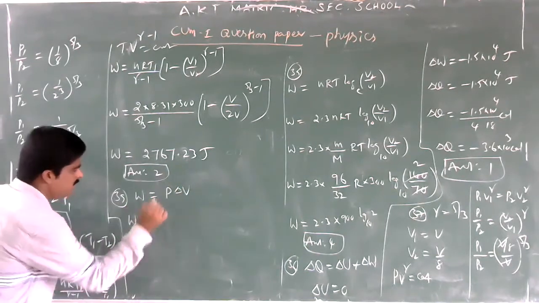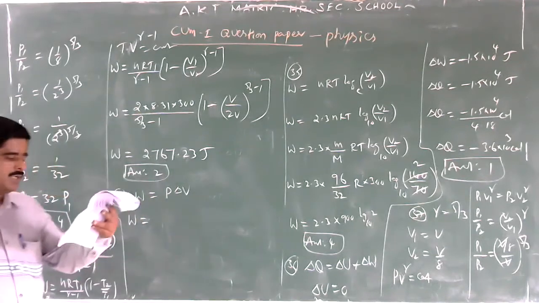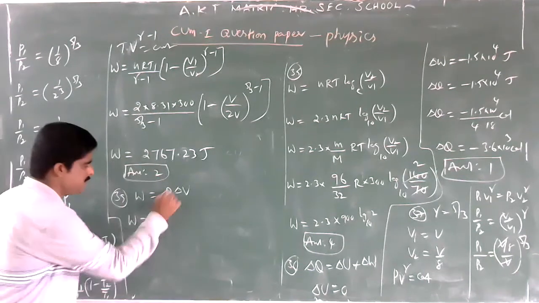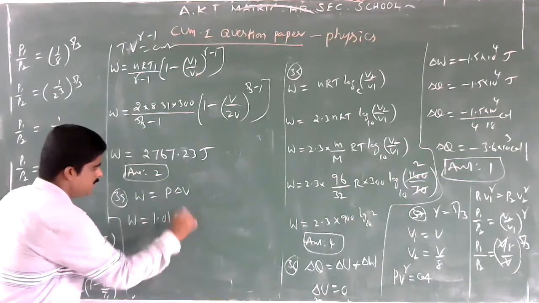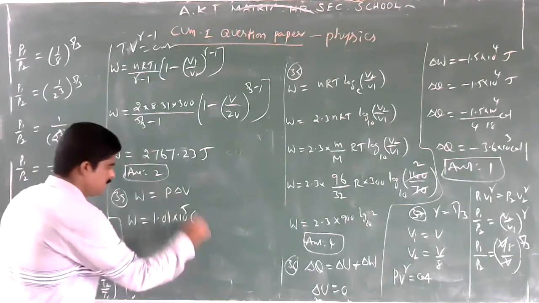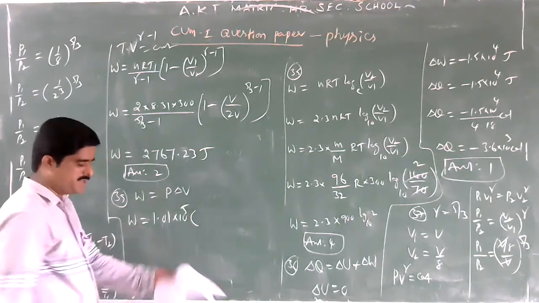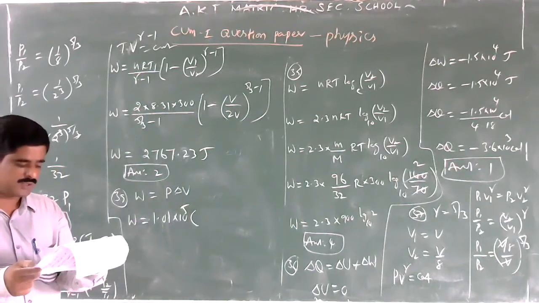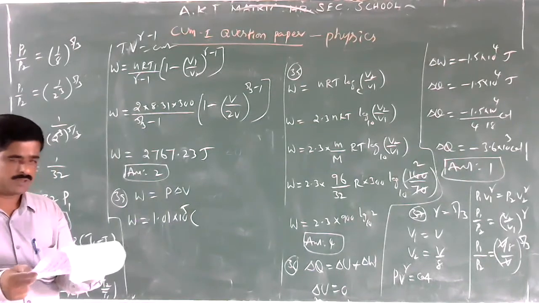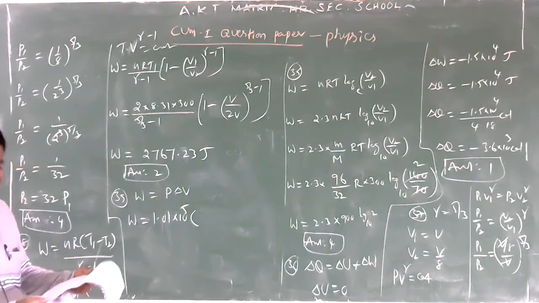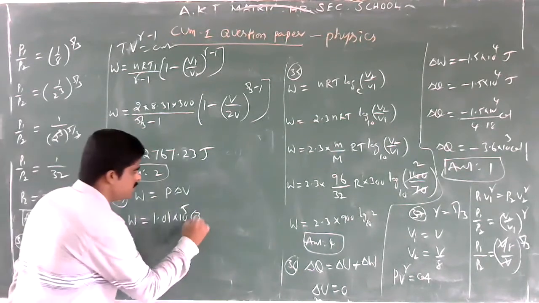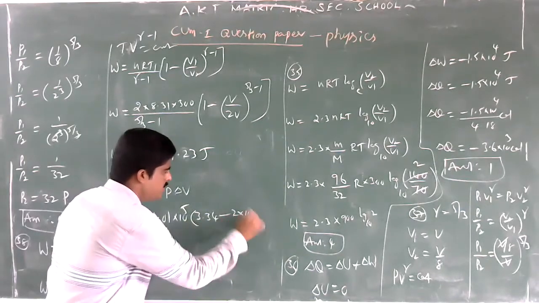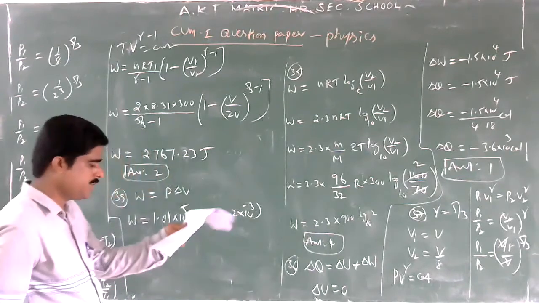Then work done W is equal to pressure times change in volume. Pressure is atmospheric pressure. One atmospheric pressure is equal to 1.01 into 10 to the power 5 Pascal. What is the change in volume? The volume changes from 2 into 10 to the power of minus 3 meter cube to 3.34 meter cube. Change means final volume minus initial volume: the final volume is 3.34 minus the initial volume 2 into 10 to the power of minus 3.